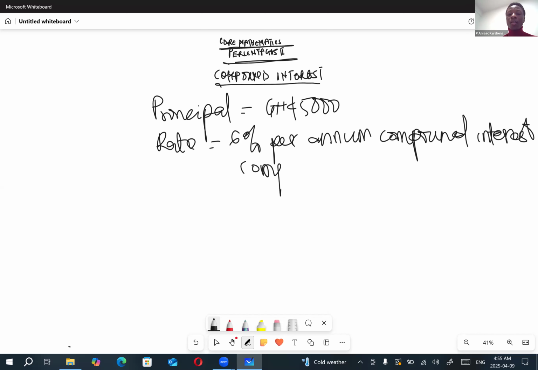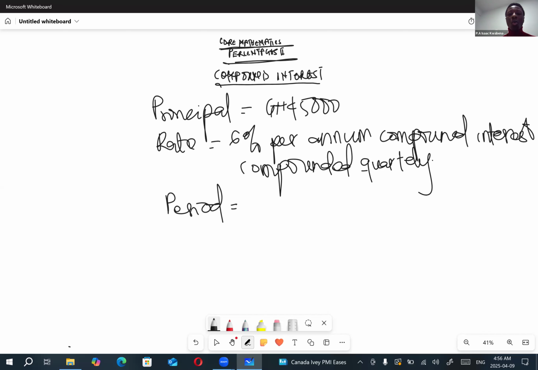Compounded, let me use quarterly. Okay, quarterly. All right, now she wants to keep her money with the bank for what should I use, 1 year? Let me use 2 years so that you can battle with any question thereafter after teaching you this 2 years.